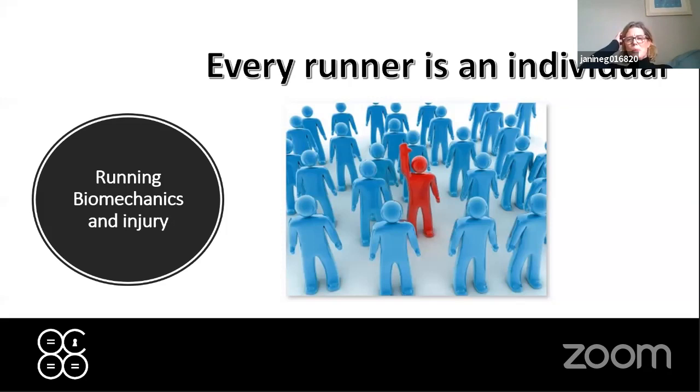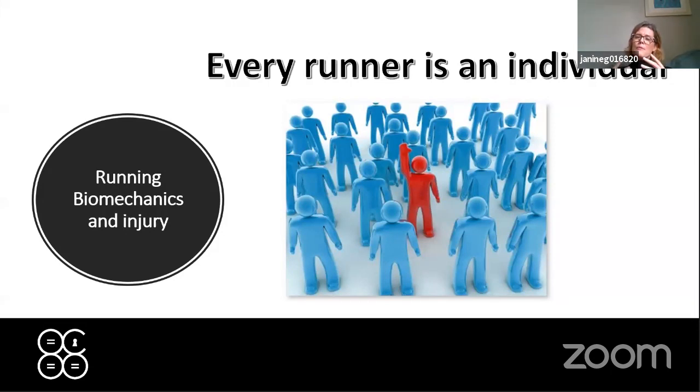Just one of the points I'm going to make, and I'm going to make it again later with the cricketers, please: every runner is an individual. And I think what we are doing too often is reading research papers, looking at the hip adduction and reading this about glute medius. And we simply start instituting glute medius strengthening and hip internal rotators.